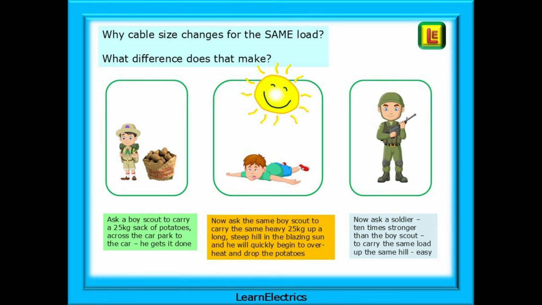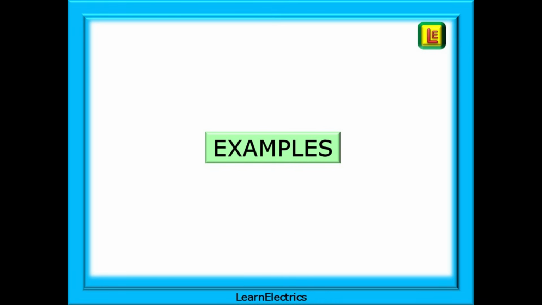Now look at what we've done. It's the exact same 25 kilograms, the same load. All that we have done is to get a bigger and stronger person to carry them for us. The same happens with the electrical current. The load, the current, is the same. We've just used bigger cables to cope with the overheating problems. We can do a couple of examples to demonstrate this. They are easy, and once learnt, the method will stay with you forever.